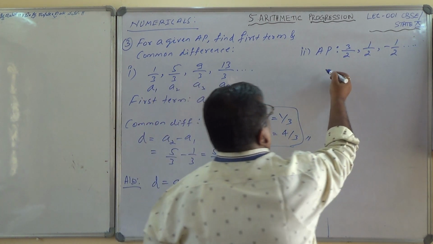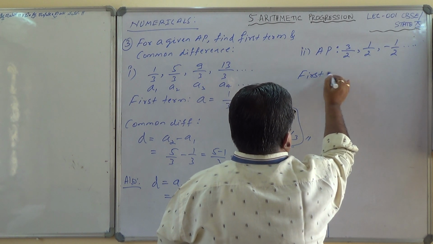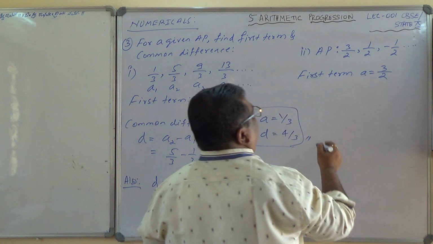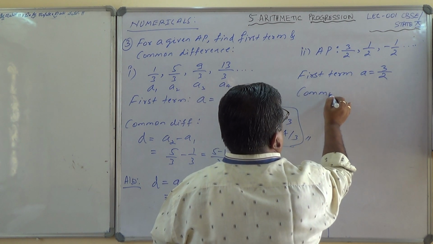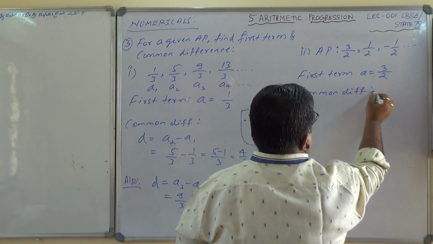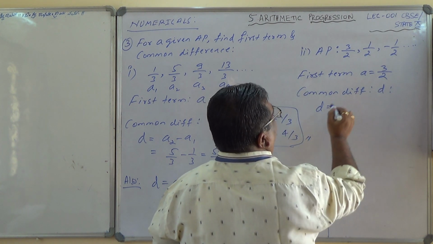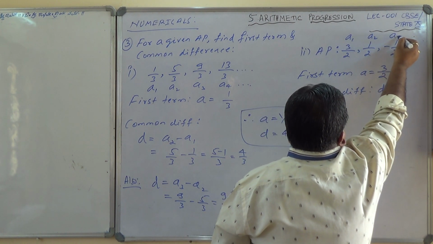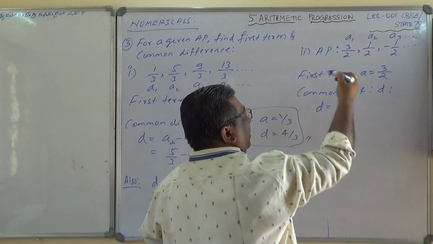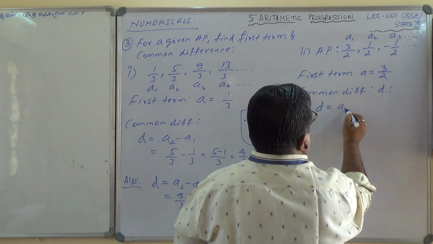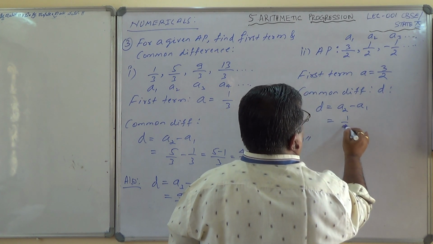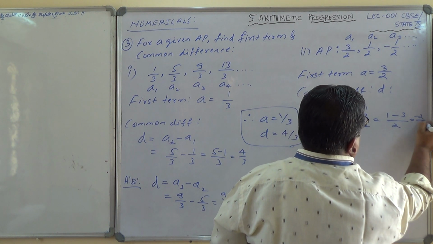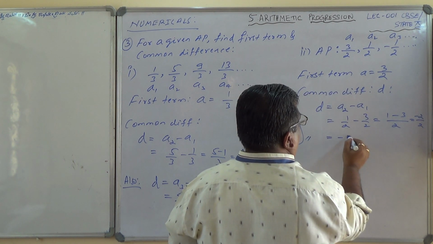Therefore, what is the first term here? First term A equals 3 by 2, and common difference D is equal to half. If you designate this as A1, A2, A3 dot dot dot, then I can refer also D equals A2 minus A1, which is half minus 3 by 2, which is 1 minus 3 by 2, which is minus 2 by 2, and therefore equals minus 1.